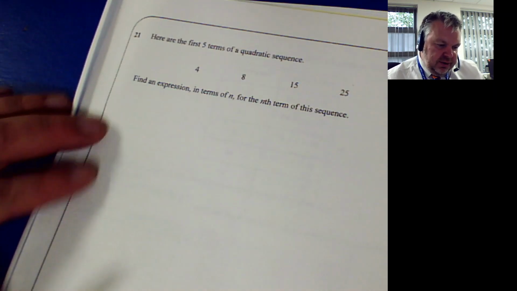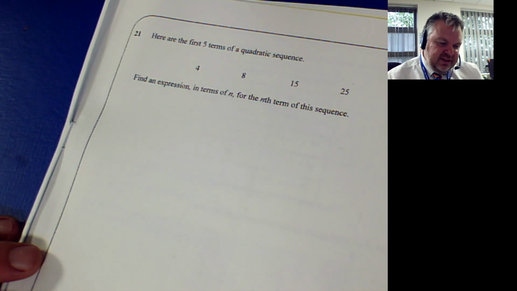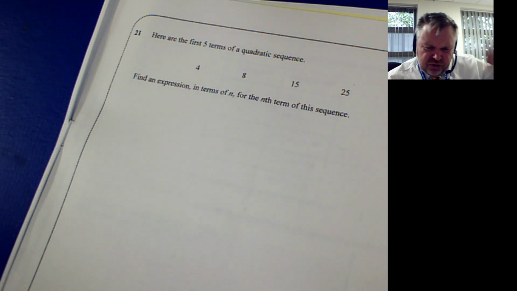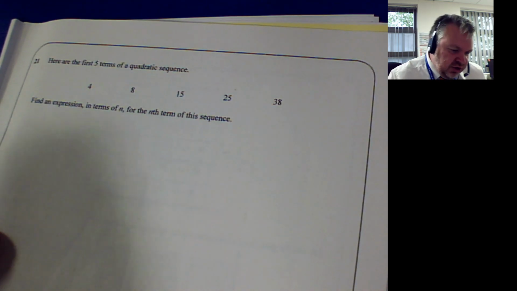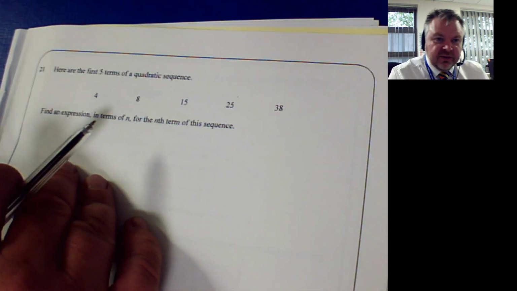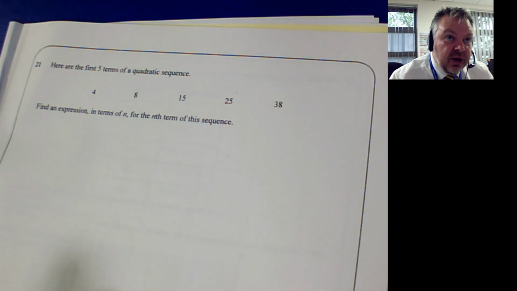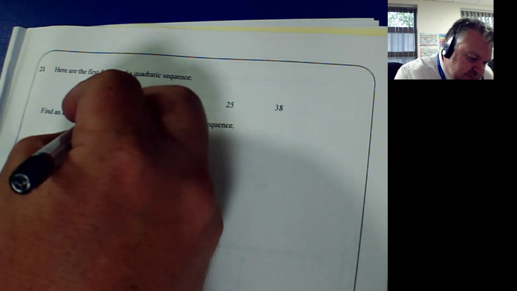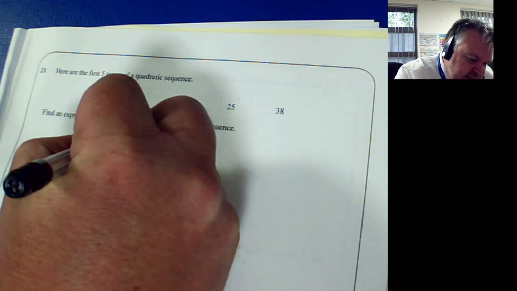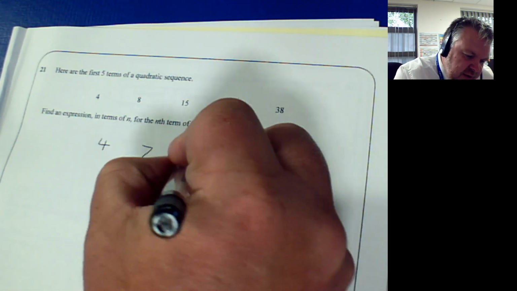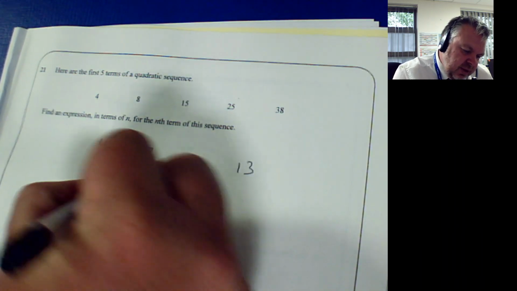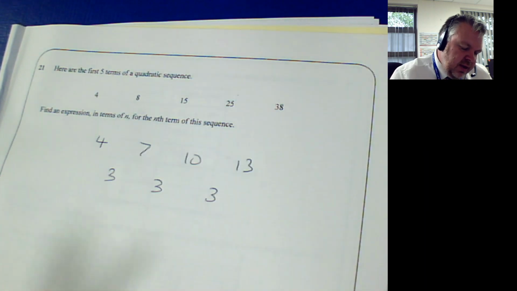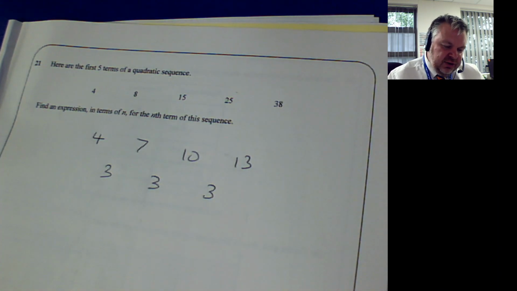Okay, next one. 5 terms of a quadratic sequence. My daughter showed me how to do this in a really cool way, so all kudos to her, and also Mr. Squires at Bolsover for showing her how to do it. Find your difference. So our first differences are 4, 7, 10, and 13. Find your second difference, 3, 3, 3.